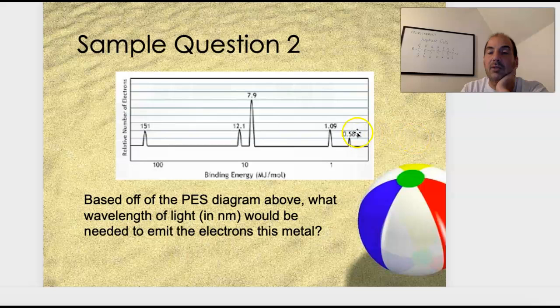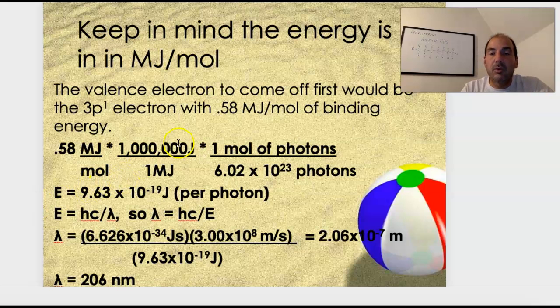So I know the energy is 0.58 megajoules per mole. Now, all of a sudden, whoa, mole, keep that in mind. That's important. We can't just ignore that. So what we're going to have to do is take that 0.58 megajoules per mole, convert megajoules to joules. Mega means million, so we have 1,000,000 joules for every megajoule. And I have to convert it to photons because we know a mole of photons is 6.02 times 10 to the 23rd photons. That's going to get rid of moles. We're going to be left with joules per photon. And that's really what we were working with in the previous example, joules per photon.